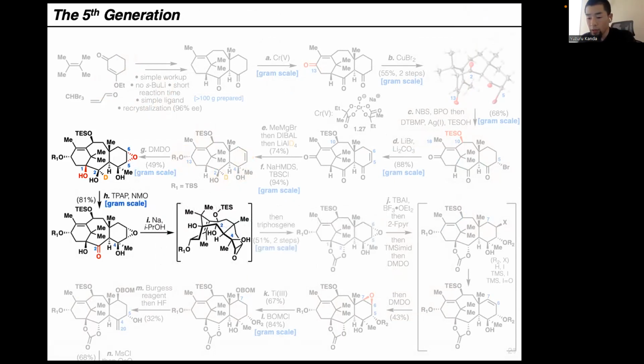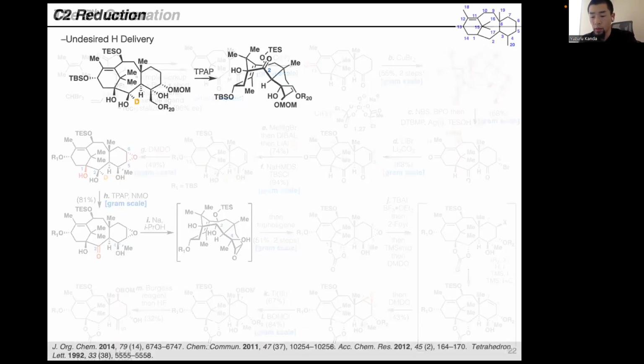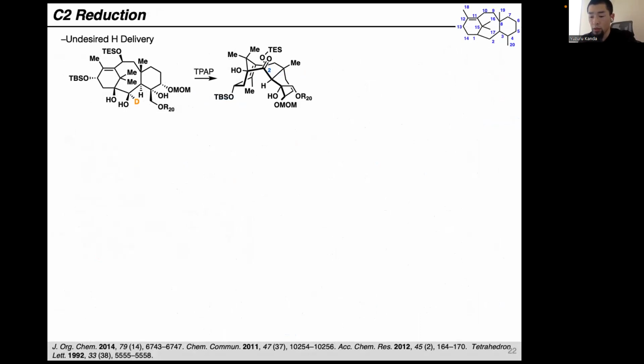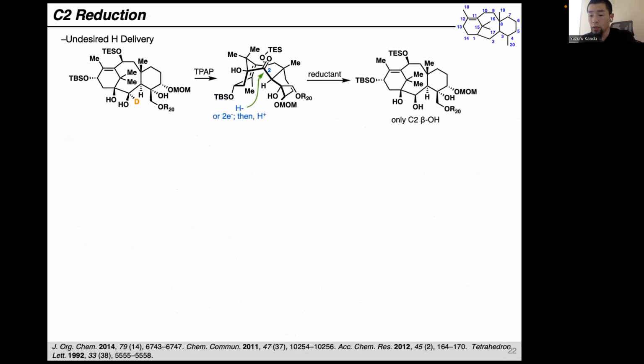All right, so now the C1 oxidation worked, but C2 needed to be deprotected, meaning getting rid of deuterium and flipping the C2 stereochemistry back to the natural form. So the oxidation of C2 worked just smoothly with TPAP, NMO. And the next step, C2 reduction, is not straightforward.